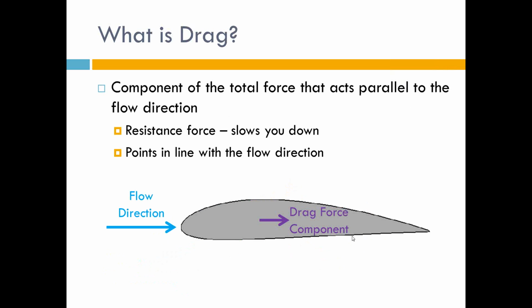You may have heard the term drag before. Drag is the component of that total force that's going to act parallel to the flow direction. And drag is simply a resistance force, and it slows you down. So if you think of trying to push a wall into the wind versus pushing a screen, the wall is going to have more resistance, more drag than a screen will. And then it's just pointing in line with the flow direction. So imagine either the foil is still and the flow is moving in the direction I have the arrow, or the foil, this gray shape, is moving that way, so the drag is opposite the foil motion.